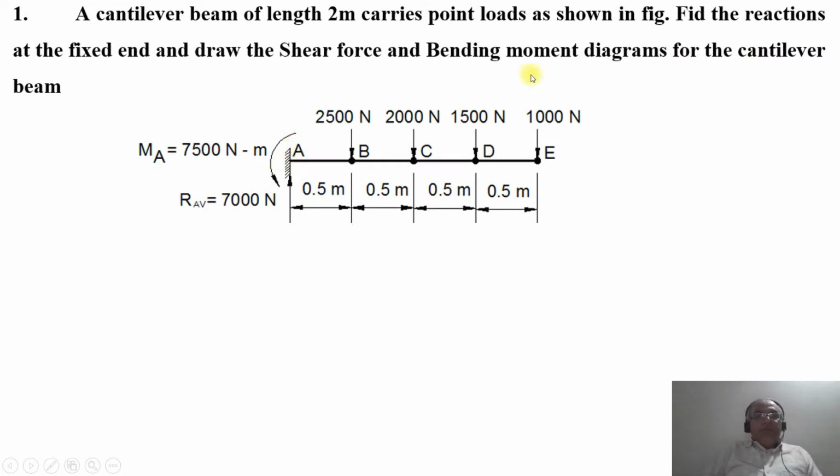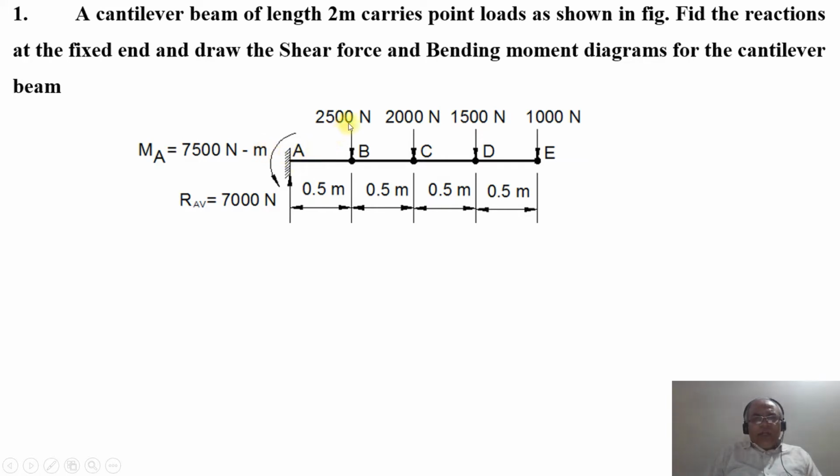Since it is a cantilever beam, one end of the beam is fixed and the other end is free. The loads are acting at B by 2500 Newton downwards, at C it is 2000 Newton, at D it is 1500 Newton, and at E 1000 Newton. All are acting downwards, at distances of 0.5, 1, 1.5, and 2 meters respectively from the end A.